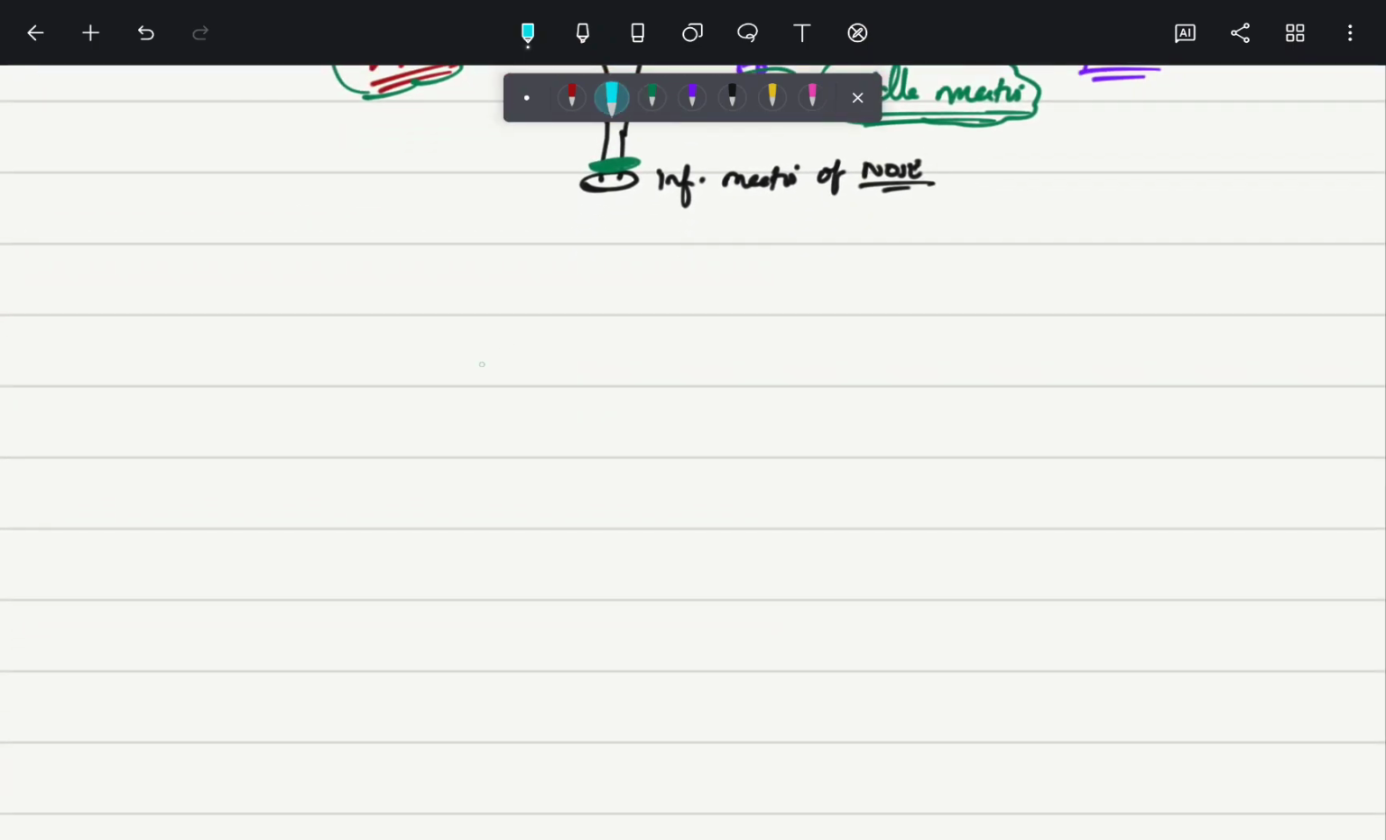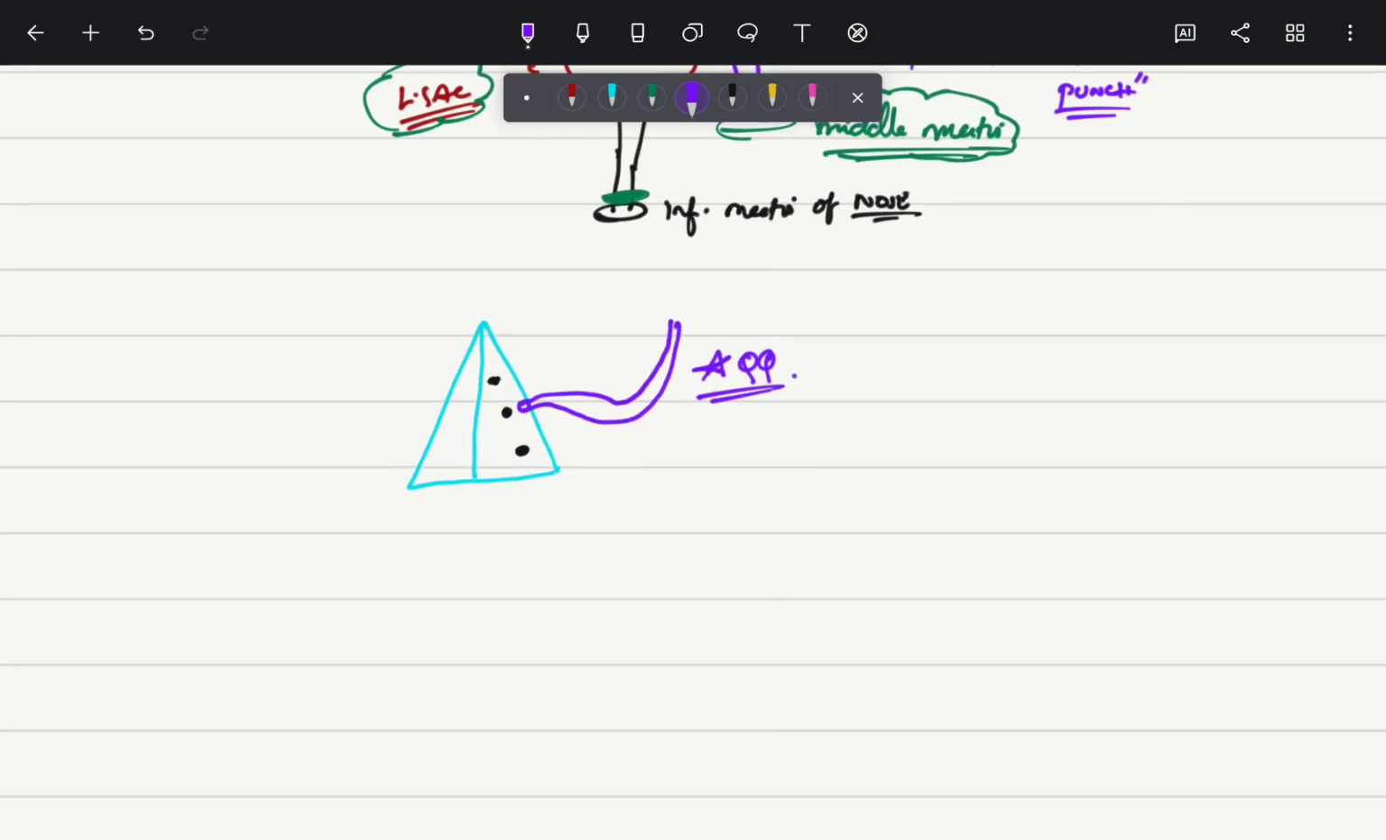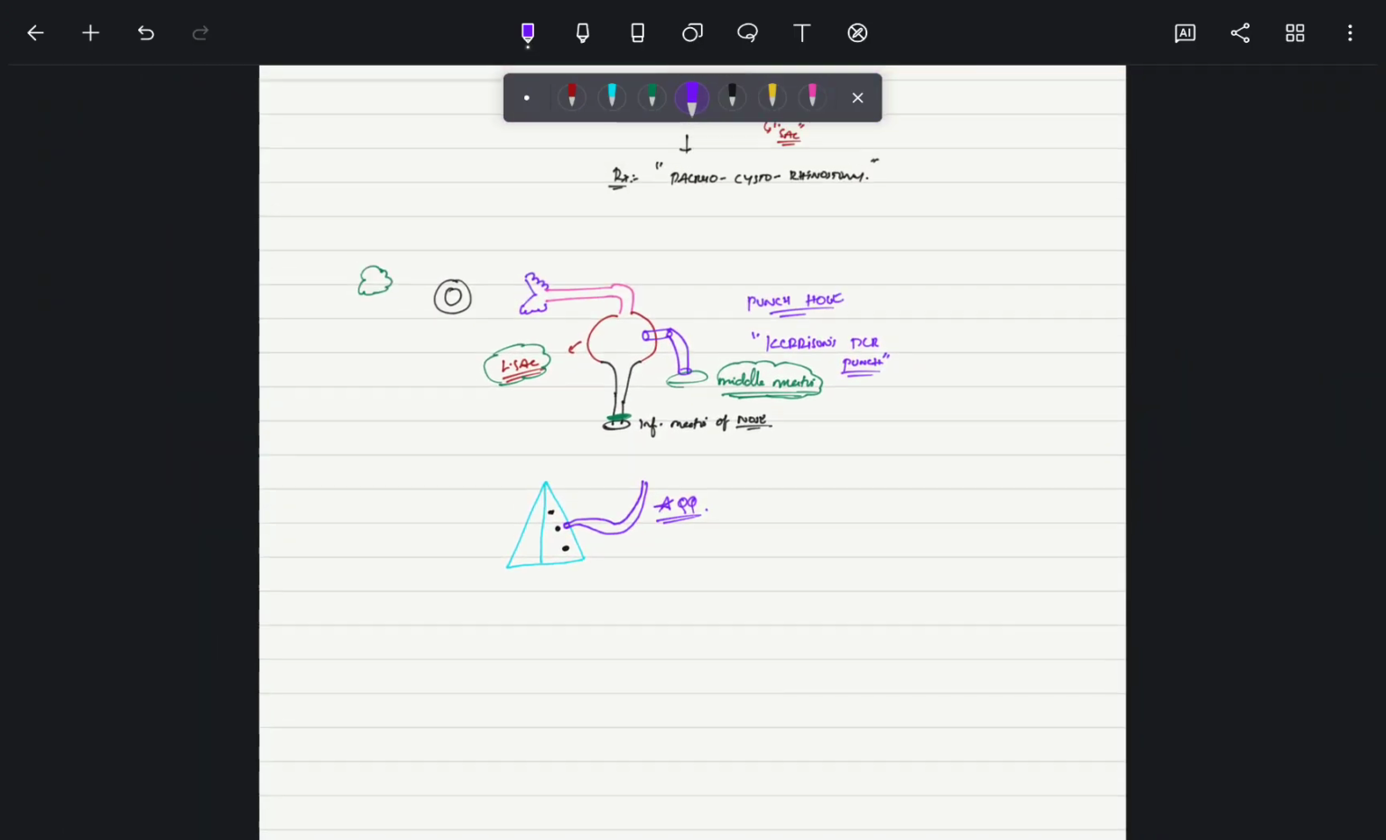So I will draw the nose here. This is the nose. In dacryocystostomy, this is the superior meatus, this is the middle meatus, and this is the inferior meatus. So in this surgery we are diverting the nasolacrimal duct to the middle meatus. This is an important question. I hope everyone understood this chronic dacryocystitis.